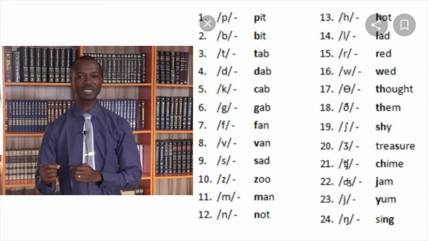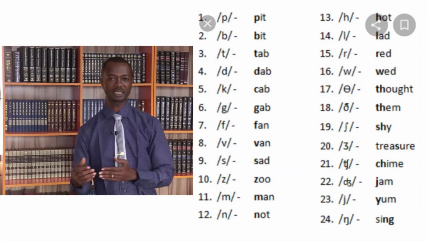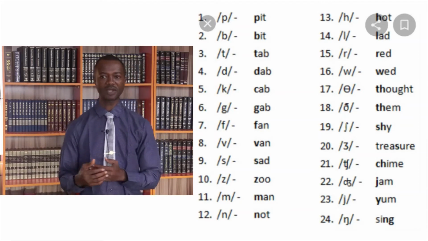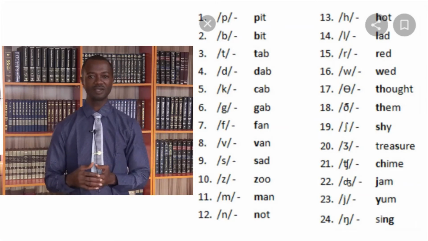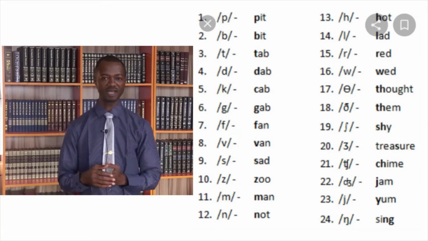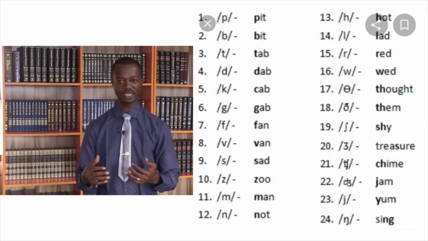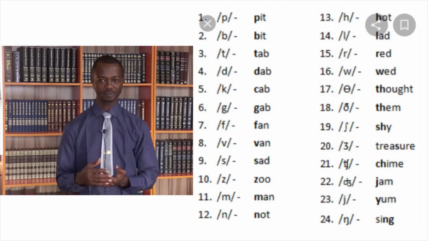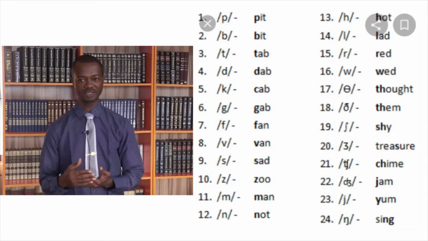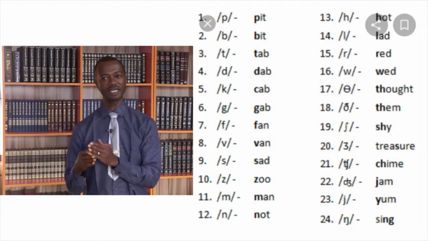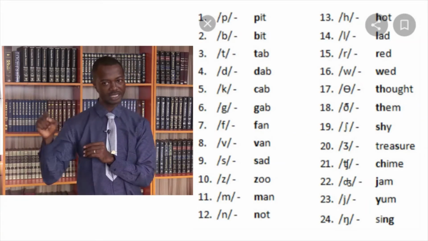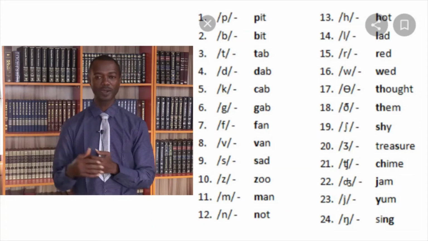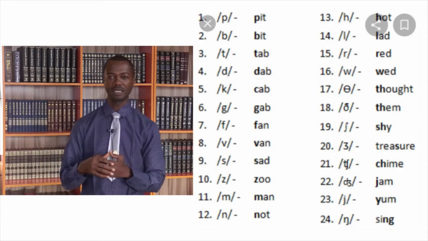Then we have the sh sound, like we have in shuttle, like you have in shop. Then you have the zh sound, like you have in pressure, like you have in measure. Then you have the j sound, like you have in judge. Then you have the one that has the letter Y, the sound is Y, like you have in you, like you have in yam.